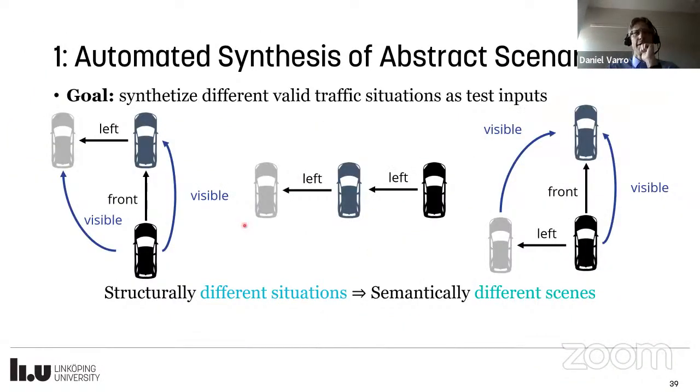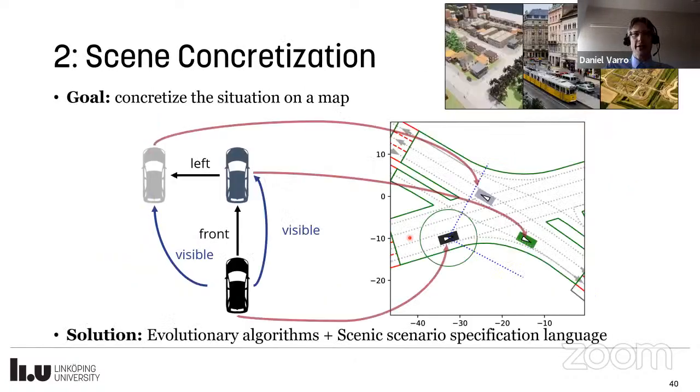Why do we do so? The idea here is that if we have structurally different situations, so basically we enforce some diversity on the level of abstract graph models, then they result in semantically different scenes in the end. So we can enforce diversity, and if you just randomly try to place cars on the road, then certain constellations, rare constellations or rare cases of traffic situations are unlikely to happen. So in that case, from a test generation perspective, we try to enforce diversity that way.